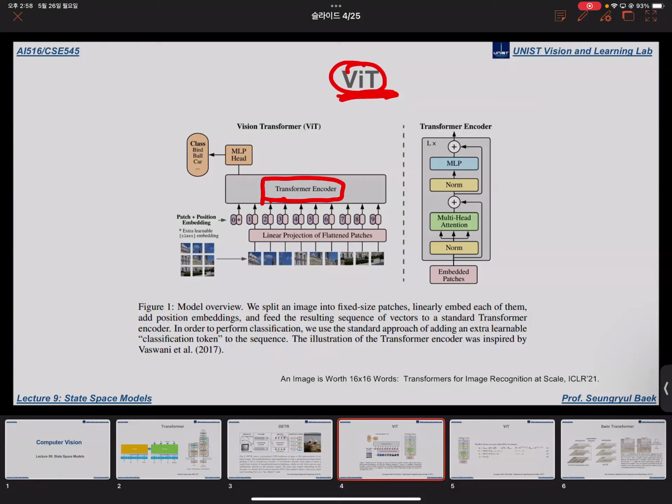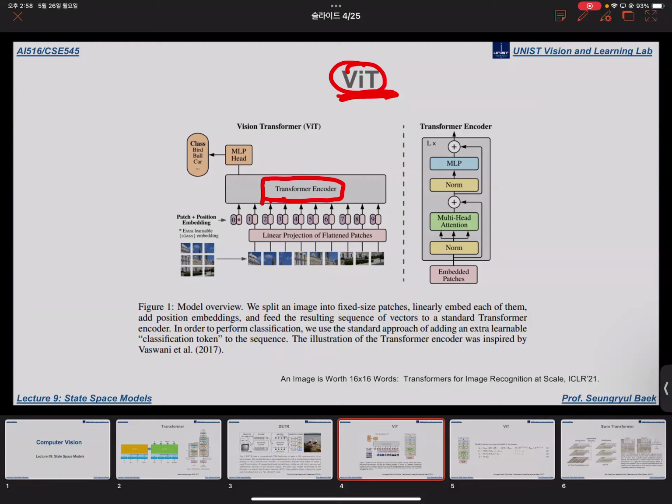And apply some position encoding. So here, because we are dealing with 2D images, there are 2D positions for the patches. So we encode such position information as the positional encoding. And at the same time, we have to supply one more input to the transformer encoder. That's the class token. So this is the class token.